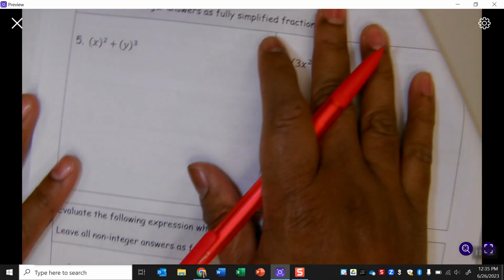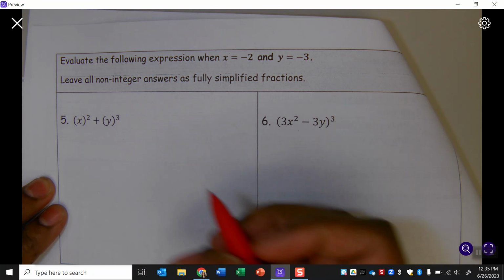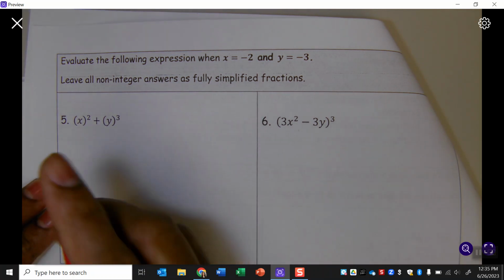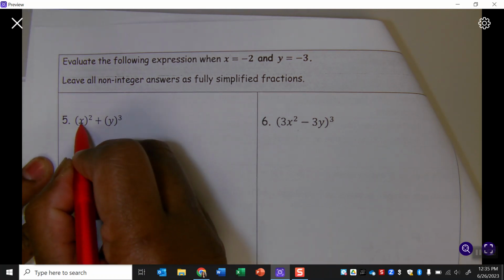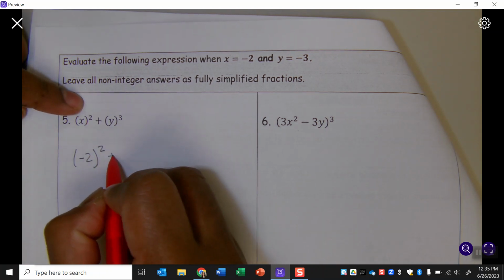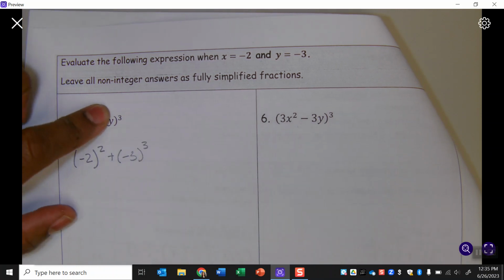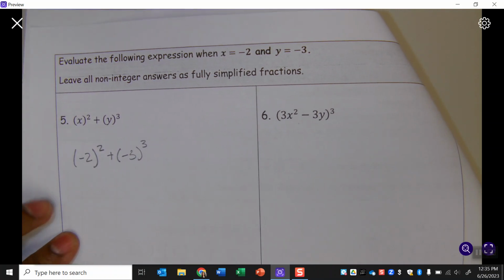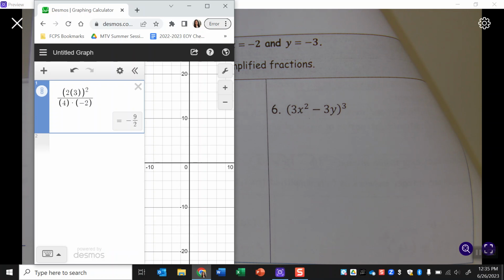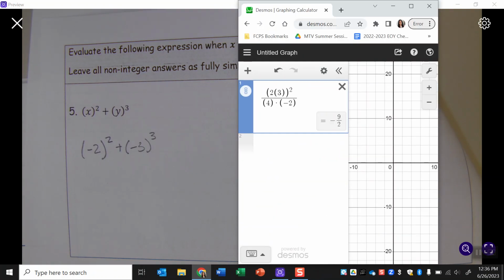All right. And then here there's a little bit more practice. Same thing. We're just going to plug stuff in. I'll do 5. So you have here x is -2 squared plus y is -3 cubed. I'll go ahead and put this one in Desmos too, or you can have the Desmos calculator help you with each part as well. Maybe I'll do that.